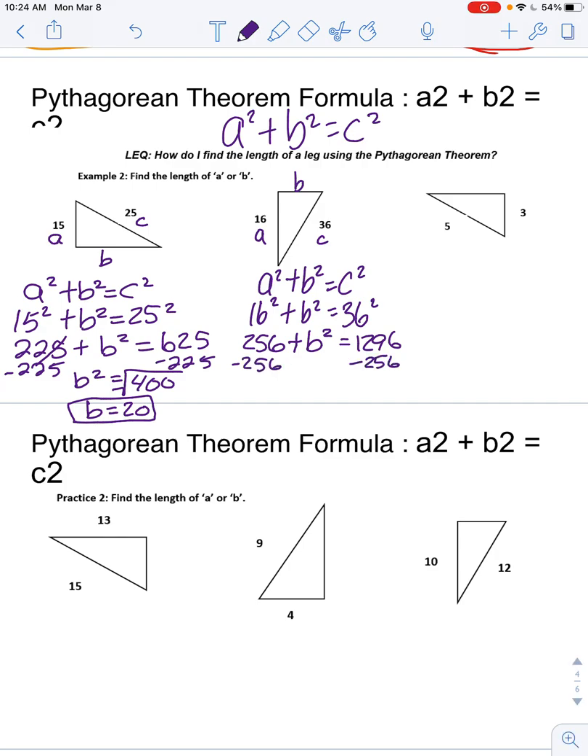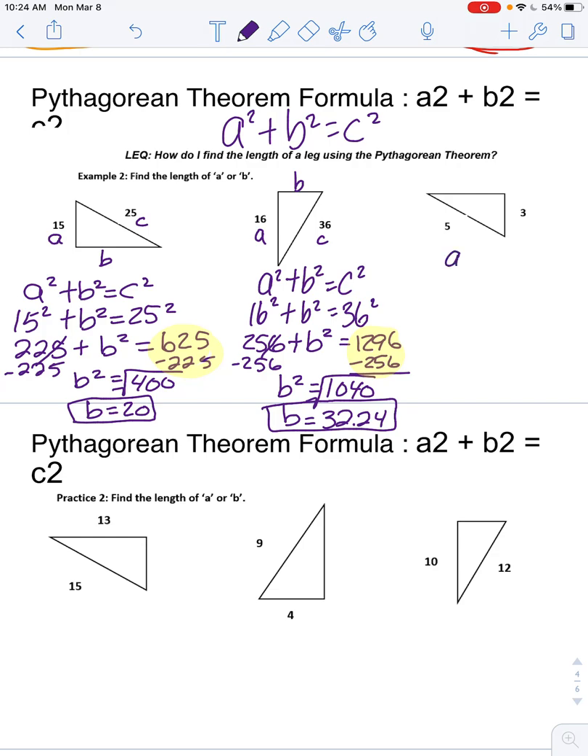Subtract. B squared equals 1,040. Take the square root of 1,040, and we get B equals 32.24. Okay, so again, the only thing that really changes is this step right here where we are subtracting.